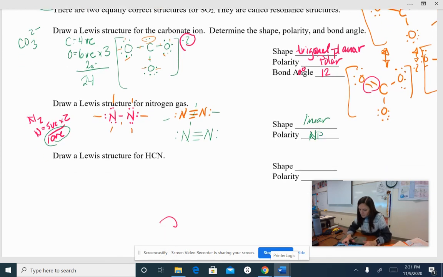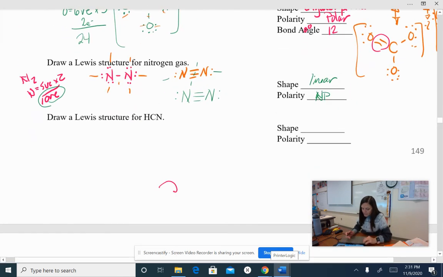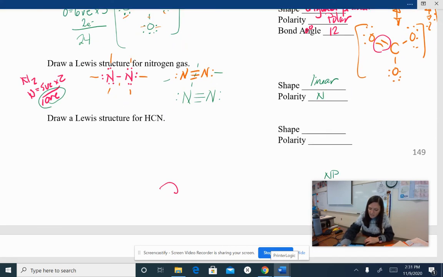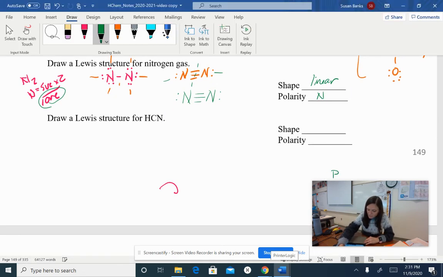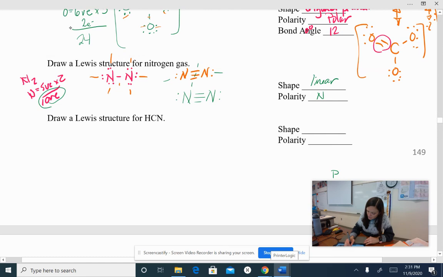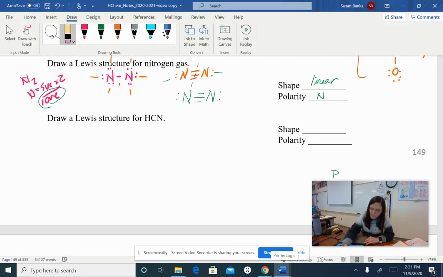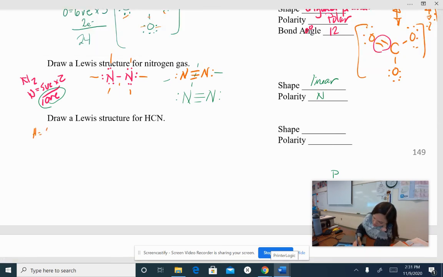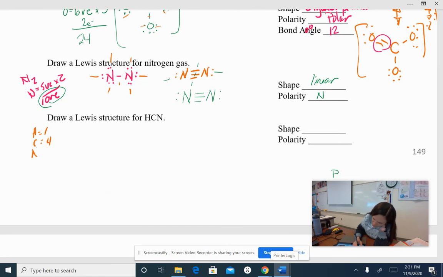Okay, let's do cyanide here. This is hydrogen cyanide, and they used to use it way back in the day as rat poison. Cyanides have always been used as poisons. So, first thing to do is to count up the valence electrons. So hydrogen gives me 1, carbon gives me 4, nitrogen gives me 5. So I have 10 valence electrons.